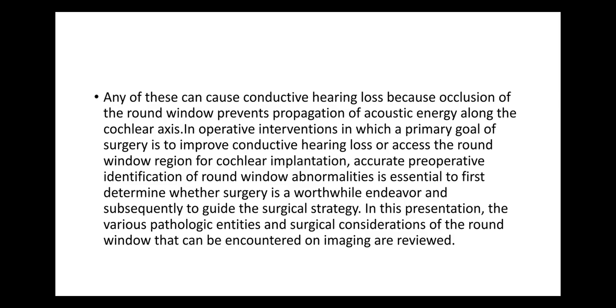Any of these can cause conductive hearing loss because occlusion of the round window prevents propagation of acoustic energy along the cochlear axis. In operative interventions in which a primary goal of surgery is to improve conductive hearing loss or access the round window region for cochlear implantation, accurate preoperative identification of round window abnormalities is essential to first determine whether surgery is a worthwhile endeavor and subsequently to guide the surgical strategy. In this presentation, the various pathologic entities and surgical considerations of the round window that can be encountered on imaging are reviewed.